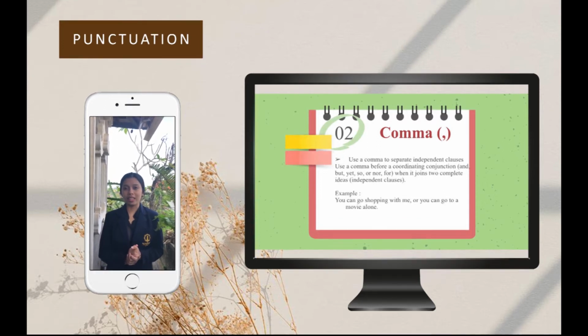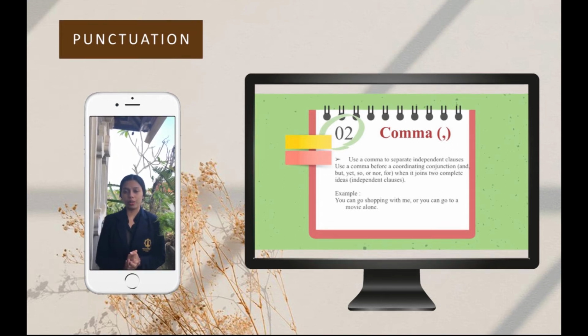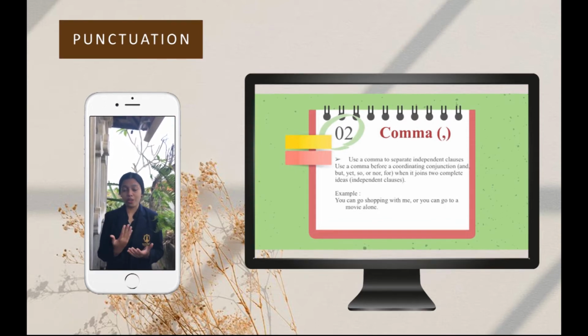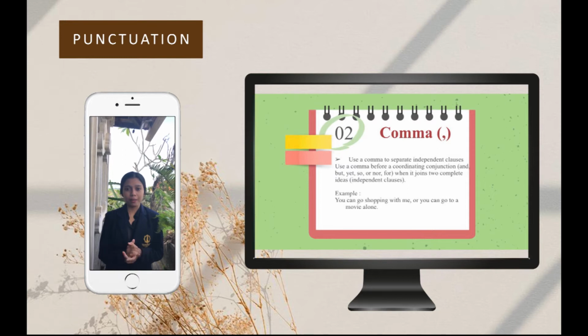The material is comma. Number 1, use a comma to separate independent clauses. Use a comma before a coordinating conjunction: but, yet, so, or, nor, for, when it's joining two independent clauses. For example, you can go shopping with me, or you can go to a movie alone.